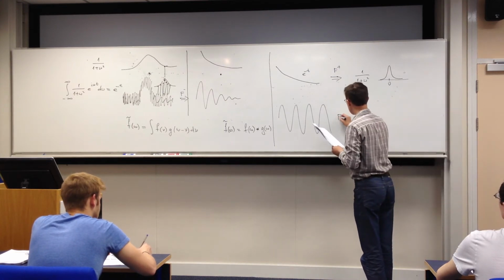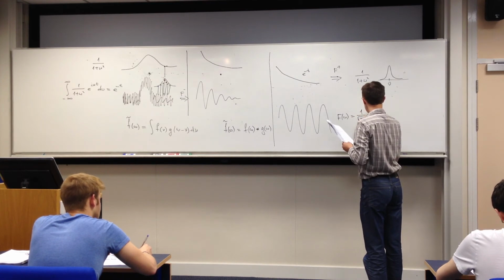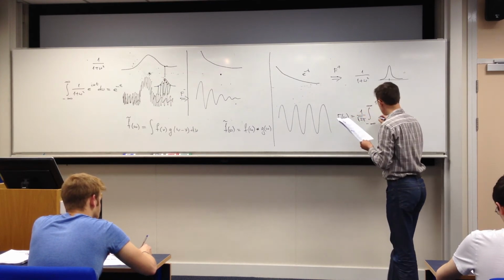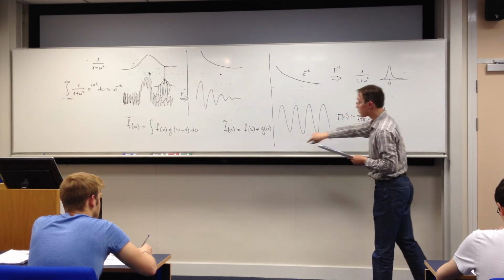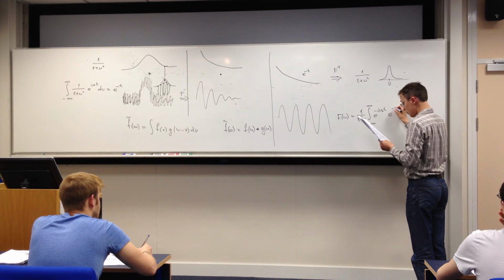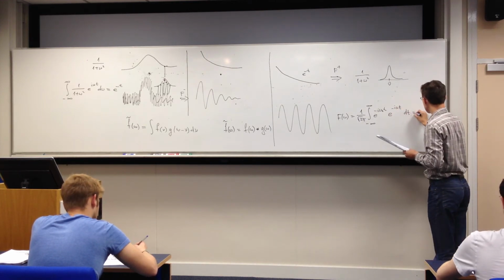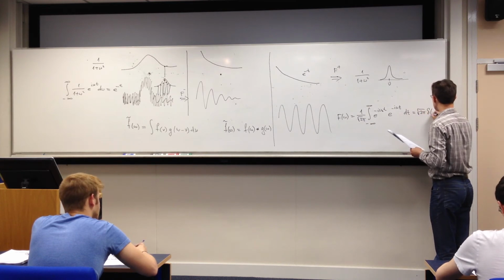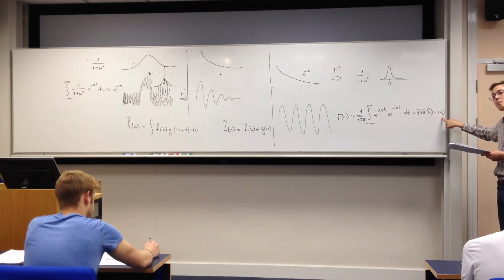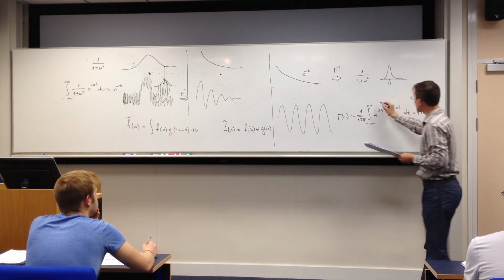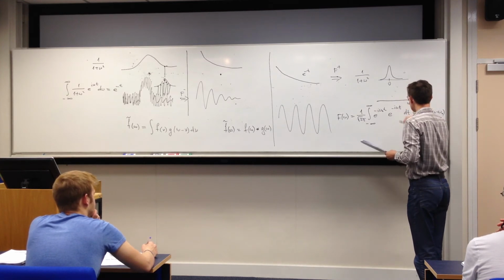So F of omega will be 1 over root 2 pi, the Fourier transform integral from minus infinity to infinity of e to the minus i omega 0 t, this signal at the frequency omega 0, then e to the minus i omega t, the Fourier transform multiplier, dt. That's root 2 pi delta function at omega minus omega 0. An infinitely sharp peak, but at a specific frequency, omega 0.